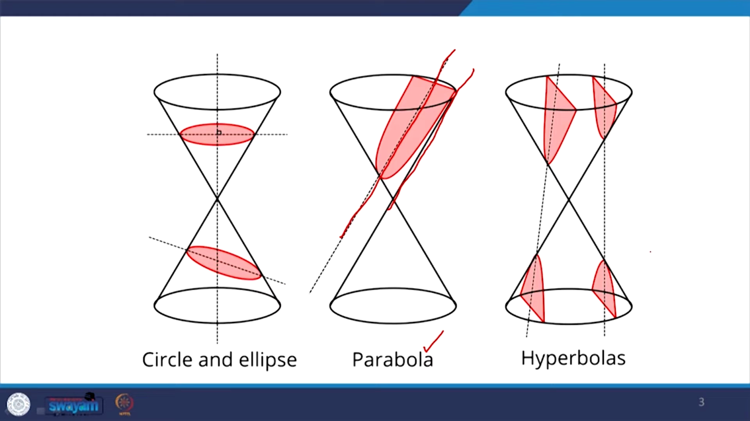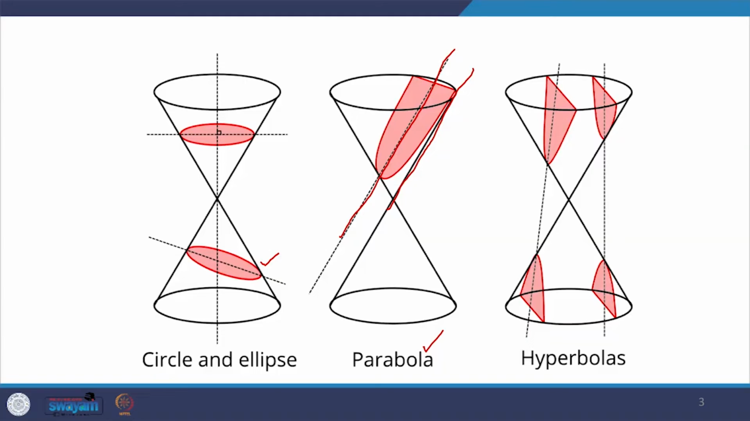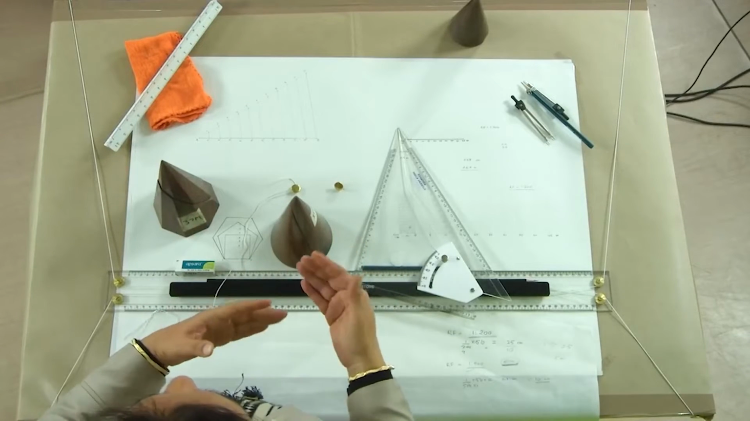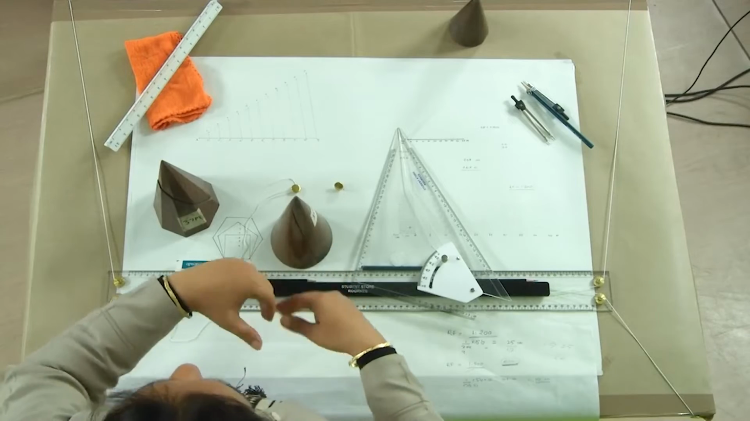However, if the plane is not parallel to its generator, and the base is also being cut, the shape that we will get in the section is a hyperbola. In that case, we will get two hyperbolas, one in the bottom cone and the other one in the top cone. So, always the hyperbola we will get in double.